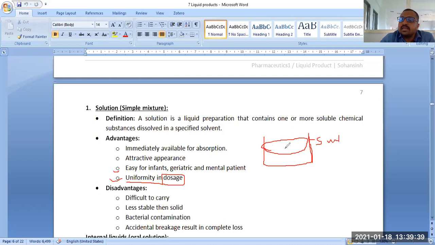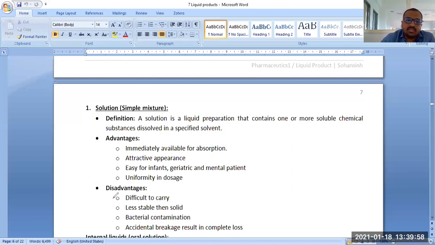So you can accurately take 5 ml by measuring with this. That's why we mention uniformity in doses here. Every time you can take 5 ml if 5 ml is required. So uniformity is achieved in liquid formulation or solution.